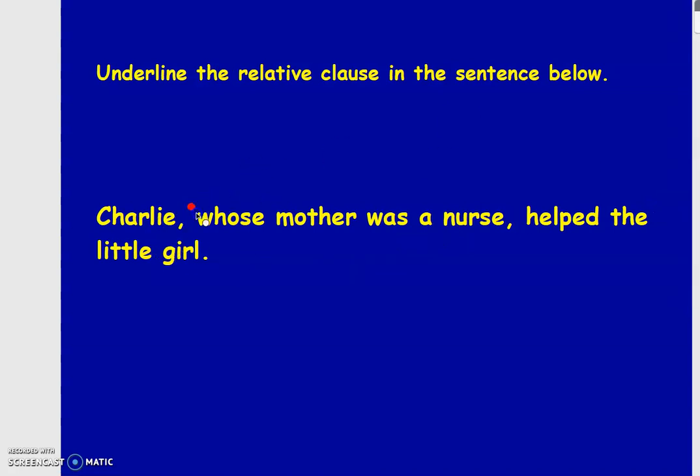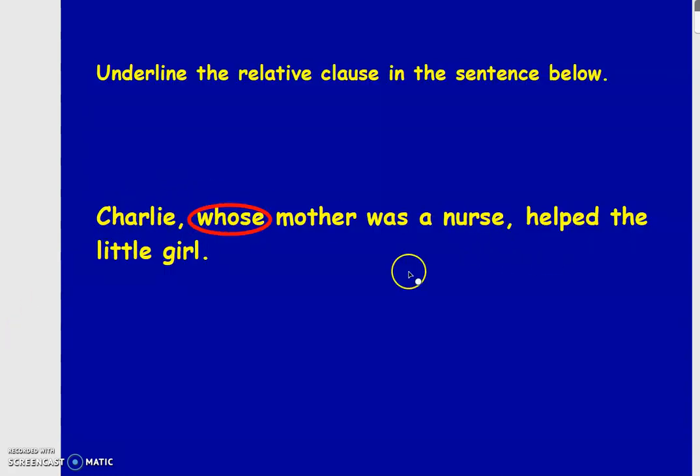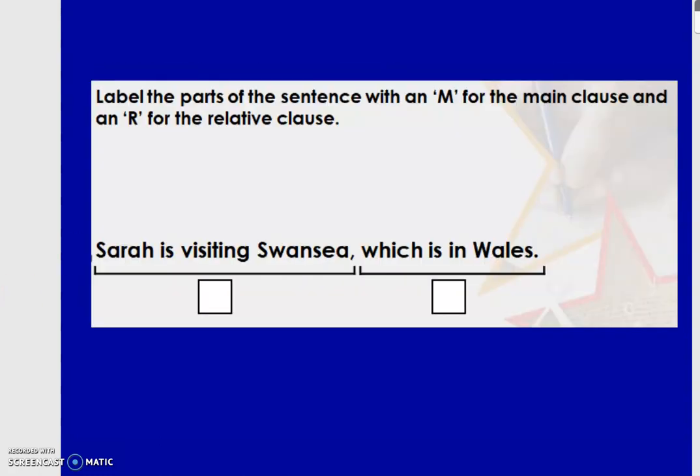It was whose. Because the person's mother is Charlie's, whose mother was a nurse. So he talked about Charlie. Right.